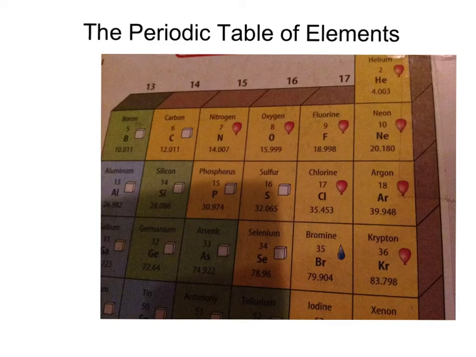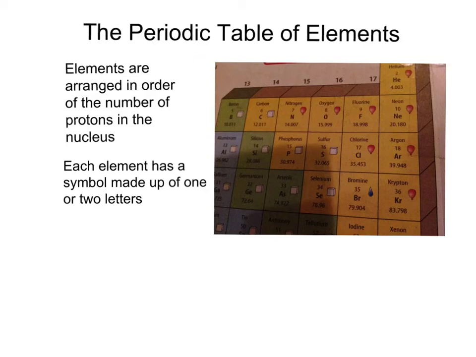Another thing that you might notice is that each element is given a symbol, which is either 1 or 2 letters. So carbon is C, nitrogen N, oxygen O, this one here, fluorine F, neon is Ne, and so on. So just to sum up, elements are arranged in order of the number of protons in the nucleus, and each element has a symbol made up of one or two letters.